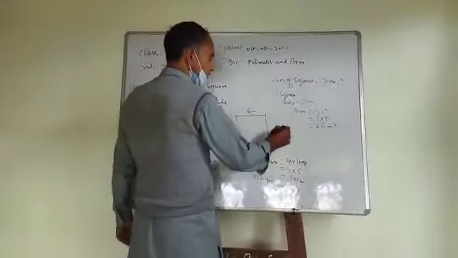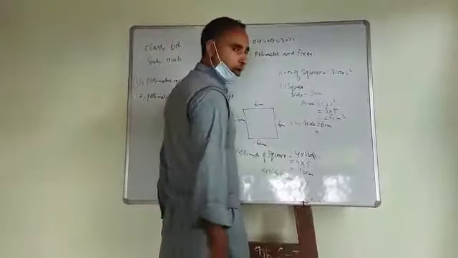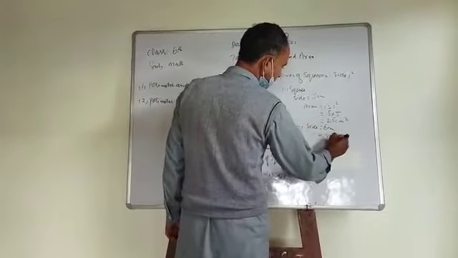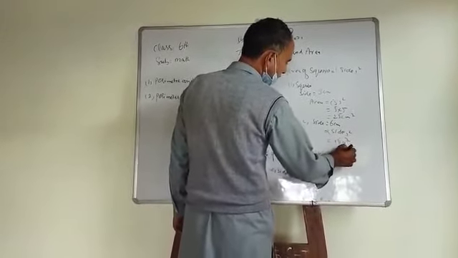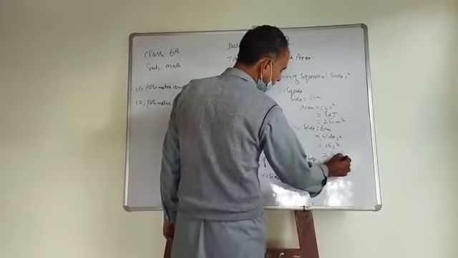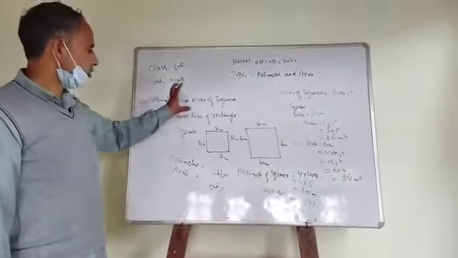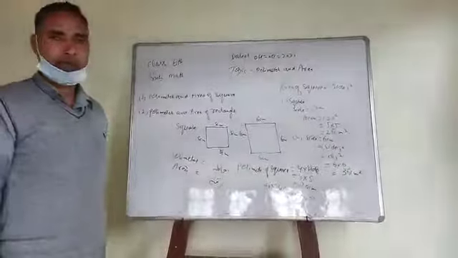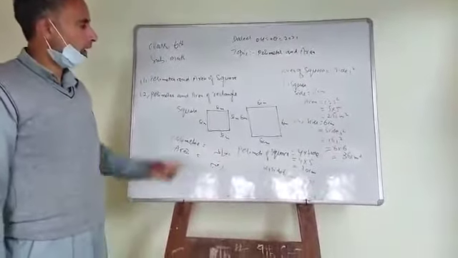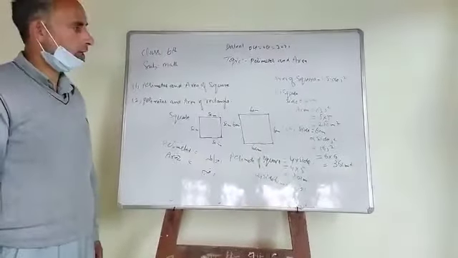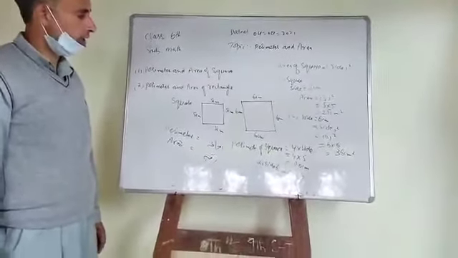For the second square, the side is 6 cm, so the area is side square, which is 6 square, 6 into 6, that is 36 cm square. If the side is given, the perimeter is 4 into side, and the area is side square, side into side.